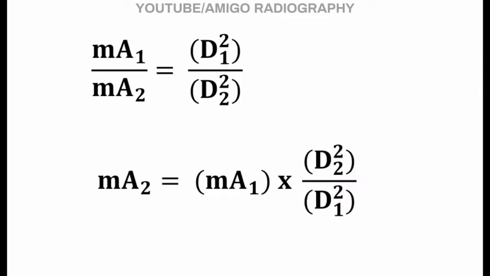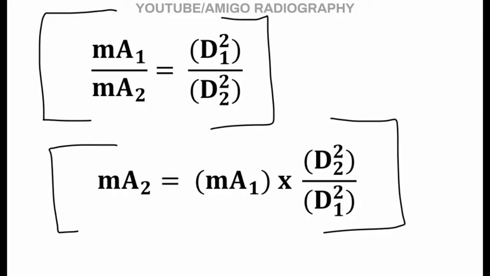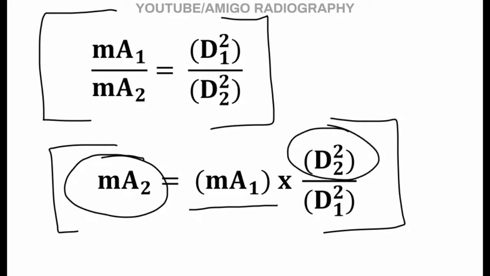So this is the basic form of the direct square law. This is the upper equation. Students can certainly use this equation, but I personally find the second equation a little bit more helpful. And the reason for that is we can calculate our new mass or our new MA simply by multiplying the initial mass or the initial MA multiplied by the second distance squared over the first distance squared. So let's look at a few examples of how we can use that in a practice problem.